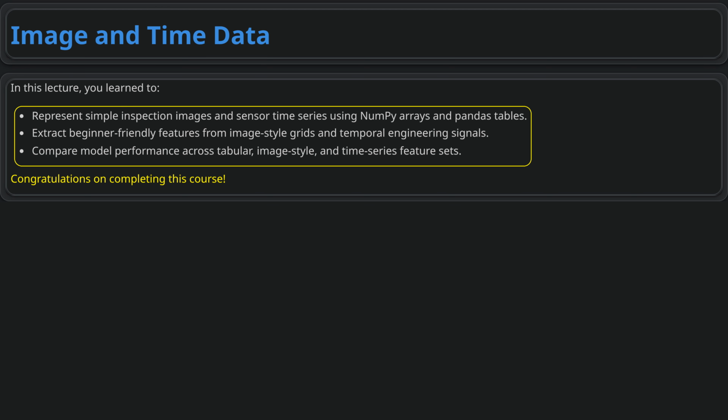In this lecture, you learn to represent simple inspection images and sensor time series using NumPy arrays and pandas tables, extract beginner-friendly features from image-style grids and temporal engineering signals, and compare model performance across tabular, image-style, and time series feature sets.